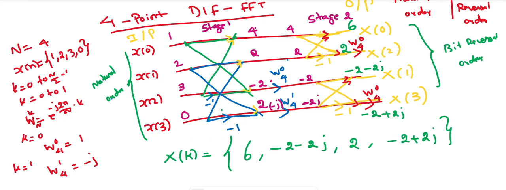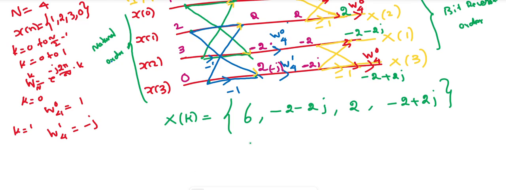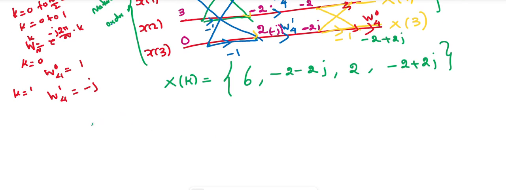You can take another example. You can practice for the given sequence x of n is equal to 2, 0, 0, 1. So this also you can solve. Now we'll see the structure for the decimation in frequency FFT algorithm.